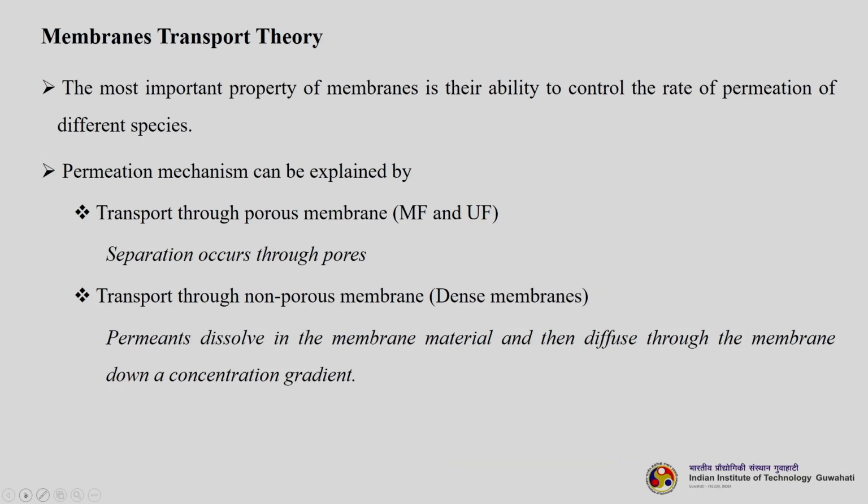The most important property of the membrane is its ability to control the rate of permeation of different species. Permeation mechanism can be explained by two things. First is transport through porous membrane, where separation occurs through pores. Then transport through non-porous, dense membranes. Here the permeate dissolves in the membrane material, then diffuses through the membrane down a concentration gradient. So, the solution diffusion model is used here.